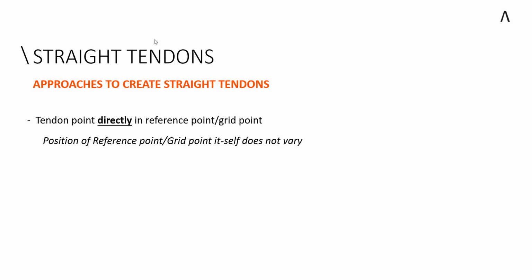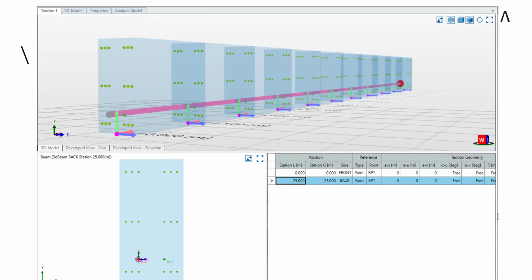Different approaches. The first approach here is that the tendon point is directly in the reference point or in the point grid set, and this reference point keeps its position in the cross section, so no variation. Here is the example: in the function, clicking here on the station, the point definition, reference point 1, as you can see, is chosen, and at station 25 also reference point 1 is fitted.